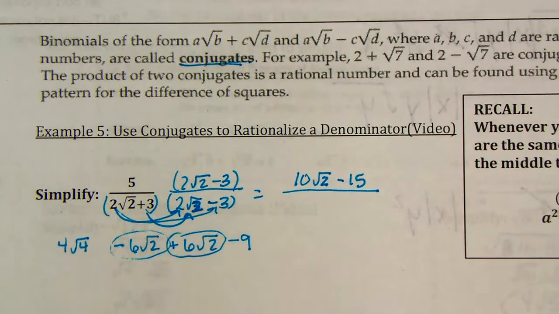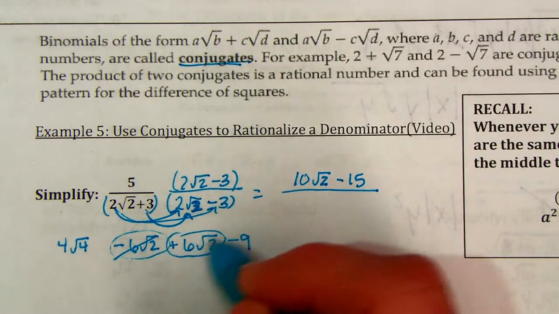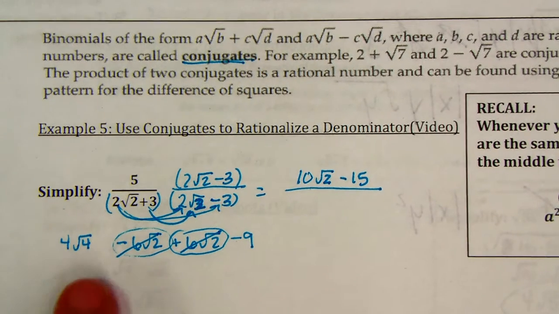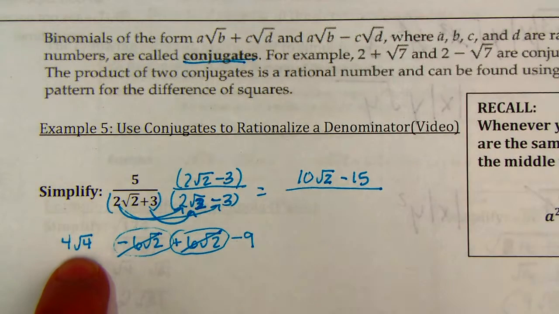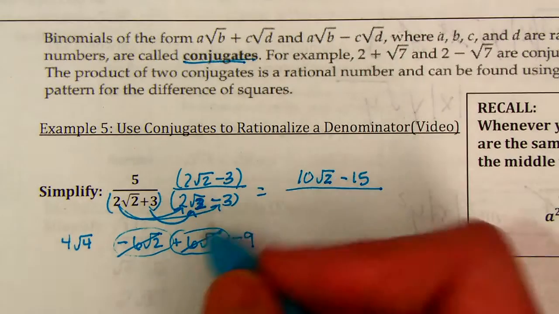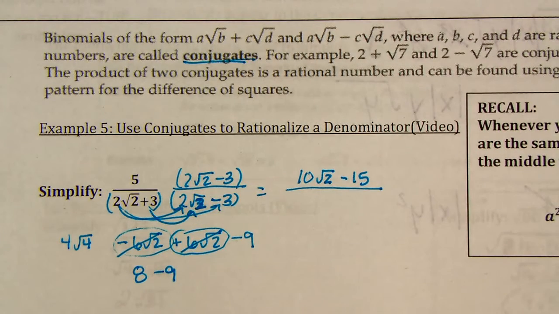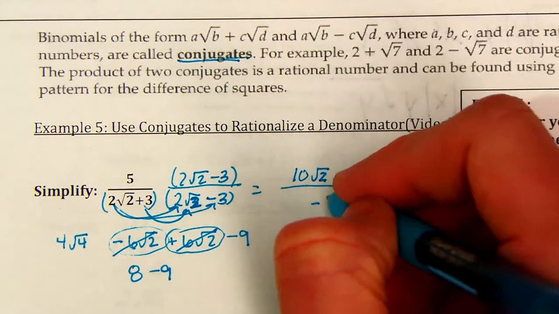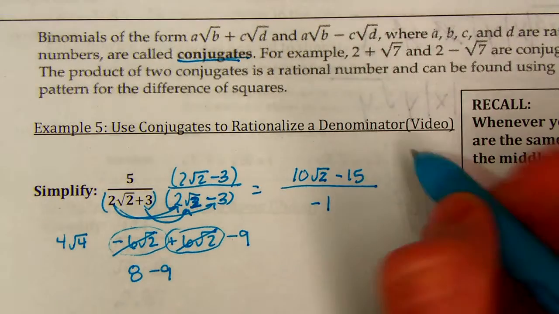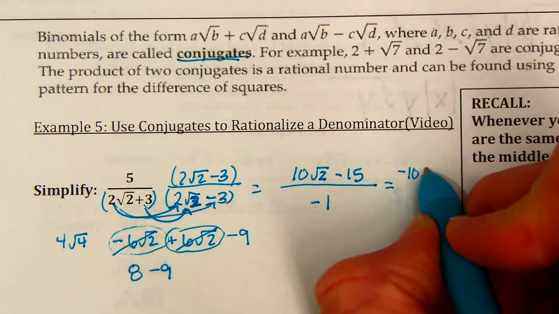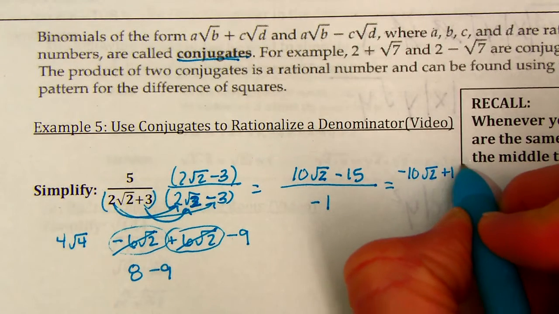And that first radical, because we multiplied it by itself, we get a perfect square in the radical. What is the square root of 4? It's 2, and 2 times 4 becomes 8. So we have 8 minus 9, and realistically, it simplifies out nicely to negative 1. Now, most people would probably actually divide that out and just get negative 10 square root of 2 plus 15 and get rid of the denominator altogether. That's not always going to be the case. A lot of times you will still get a number in the denominator.